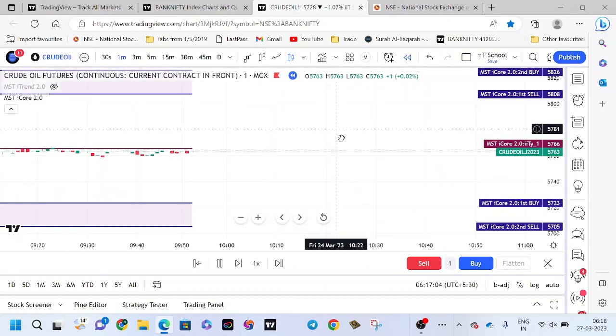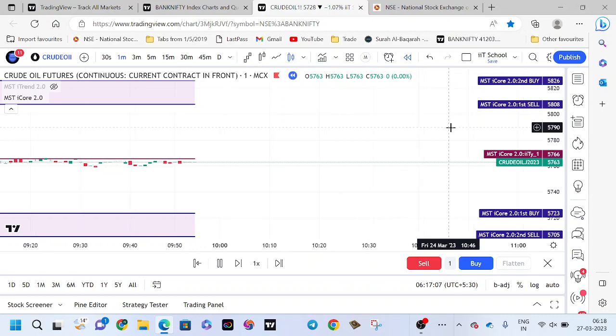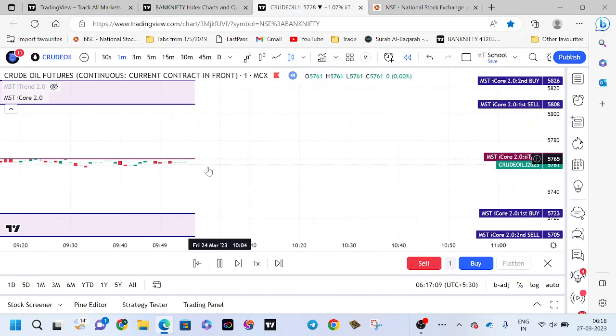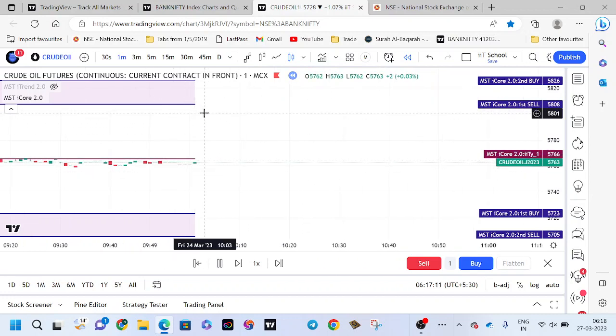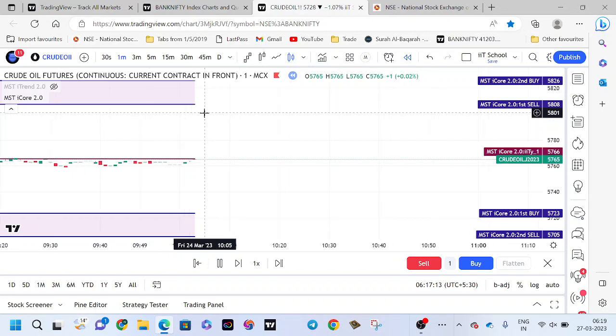So now you tell me what we have to do. We have to wait for the market to reach either side. If it is reaching 5808, we will be selling.